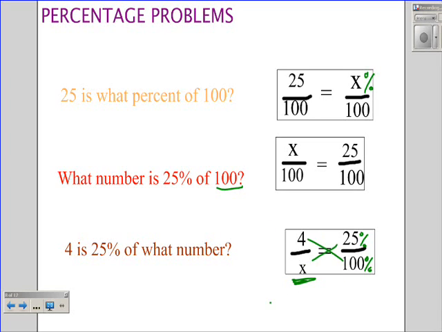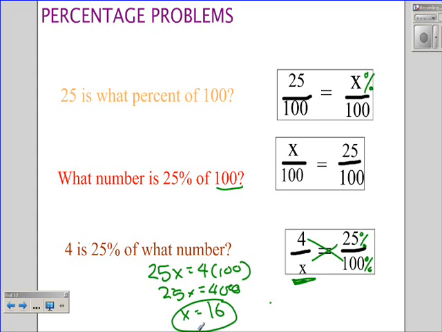And I would just cross multiply these again and say that 25x is equal to 4 times 100, or 25x equals 400, and x is going to be, well, 25 goes into 100 four times, and I've got 4 of those, so 16. So 4 is 25% of 16.